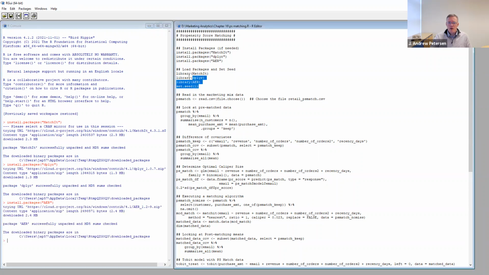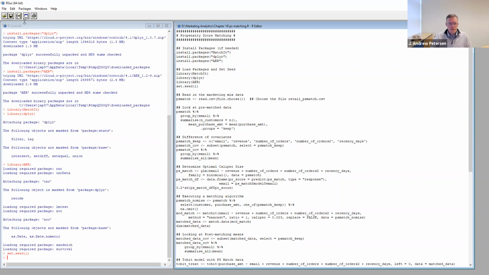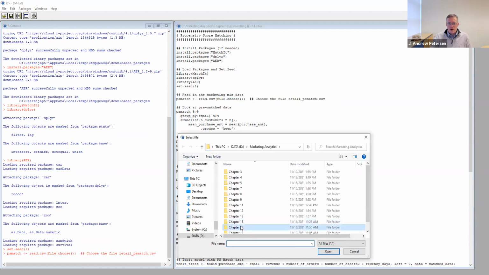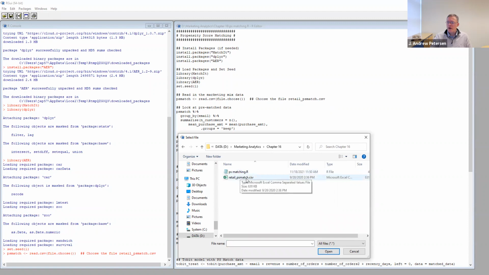Okay, so next step is we're going to go ahead and load the libraries of these 3 packages and set our random number generating seed. Okay, so next step, we're going to bring in the data. Now, the data we have is a customer database where we observe both the people who gave us their email addresses and received the campaign, and people who we don't have their email addresses for. So this file is going to be a file called retail_PS match.